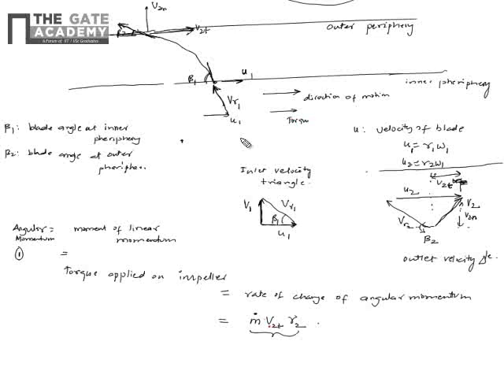So the final angular momentum is also in this direction, minus the initial angular momentum. Initially you don't have any tangential component, but even if you have, let's say that is rightward, you will write m1 v1t r1. So this is the torque applied on the impeller. Here m dot is the mass flow rate, which we assume is constant. So torque equals m dot v2t r2 minus m dot v1t r1. This is the general expression.